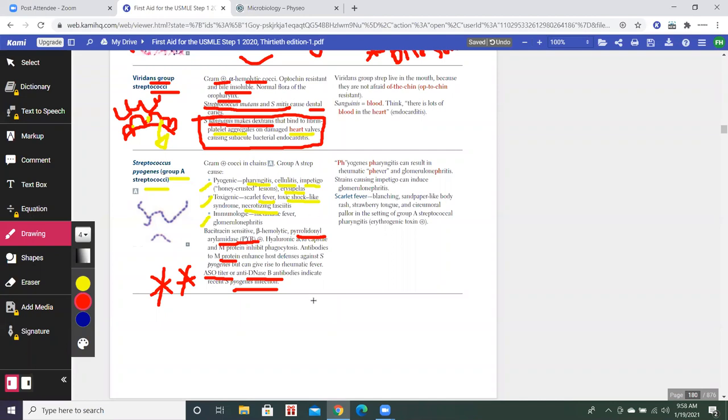So basically, Streptococcus pyogenes is also releasing another substance known as DNase, which breaks down the DNA, right? And antibody to DNase B is also an indicator of pyogenes infection.